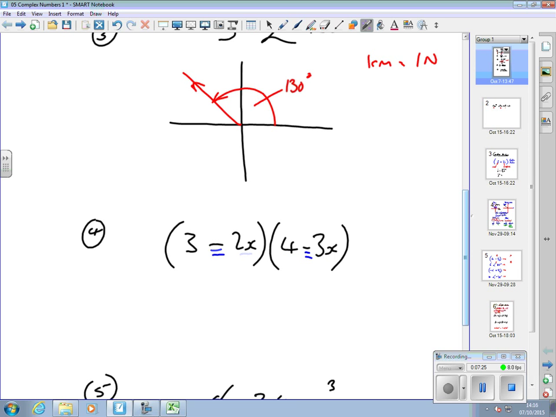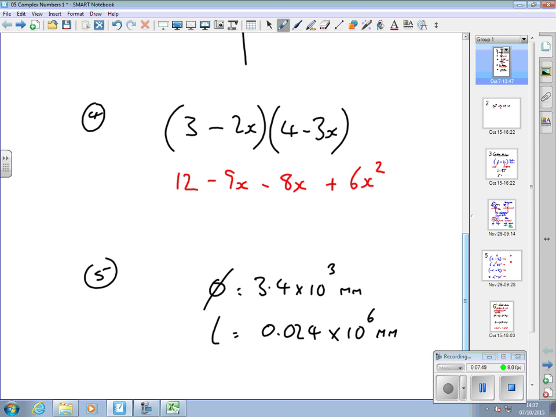So I'm going to end up with 3 times 4 is 12. 3 times minus 3x is minus 9x. Minus 2x times 4 is minus 8x. Minus 2x times minus 3x is plus 6x squared. X times x gives x squared. I can go a further step because I can collect the x's to get 12 minus 17x plus 6x squared.